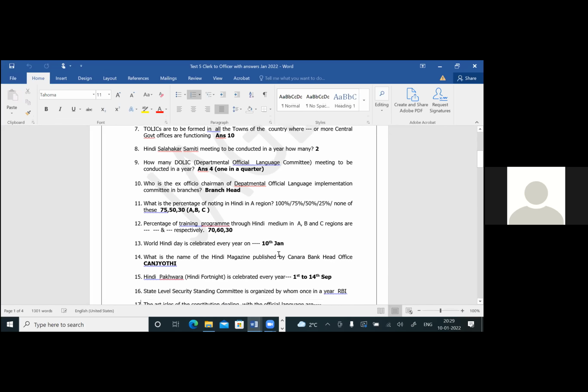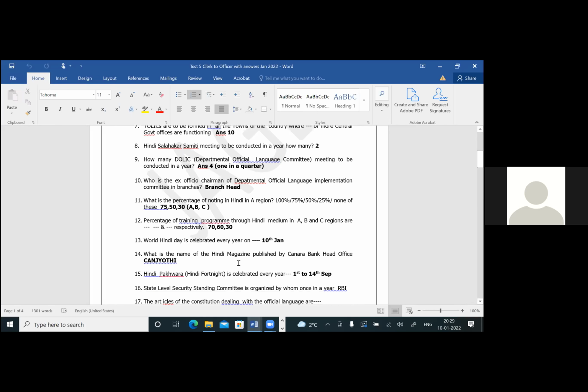Then question number 14. What is the name of the Hindi magazine published by Canara Bank head office? It is Can Jyoti. The Hindi magazine published by the OL section of Head Office Bangalore is called Can Jyoti.